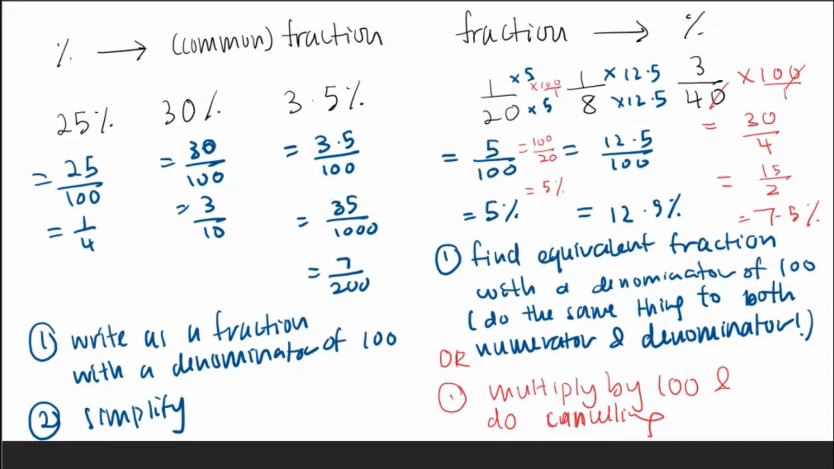And for 3 over 40, you times it by 100, so you get 300 over 40, which is 15 over 2, and that's 7.5%. You can do the same to 1 over 8 too, and you will get 12.5% as well.